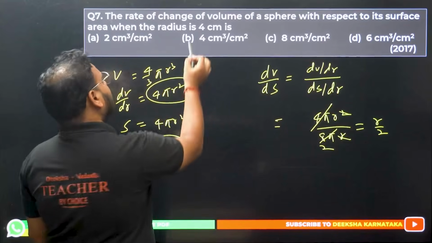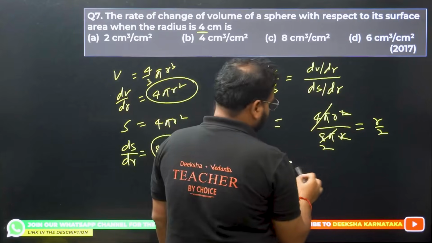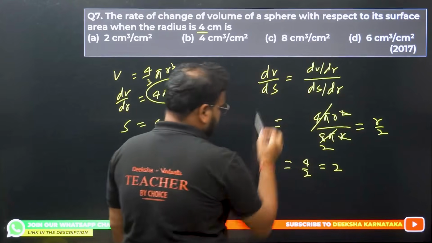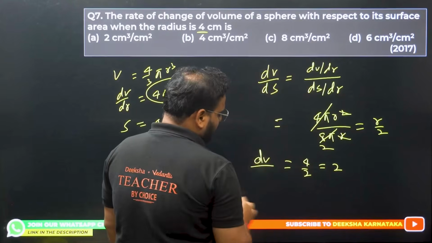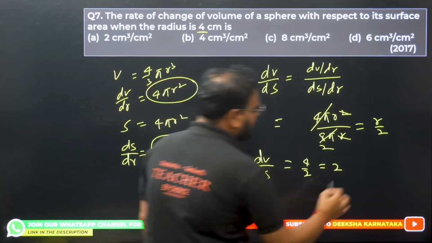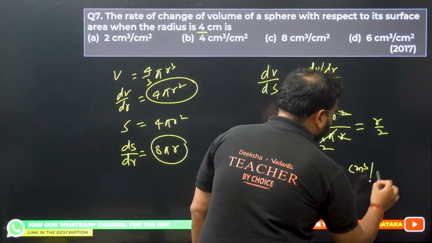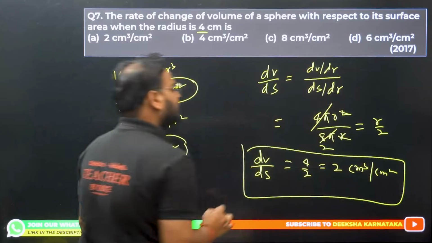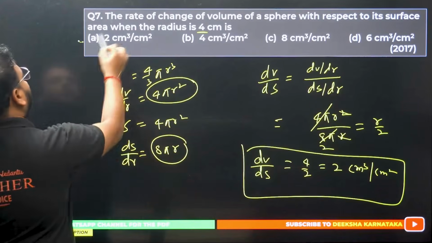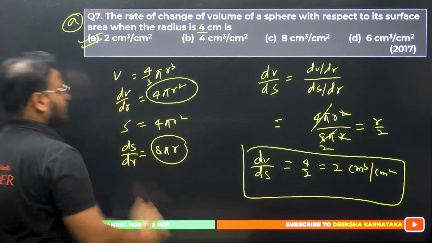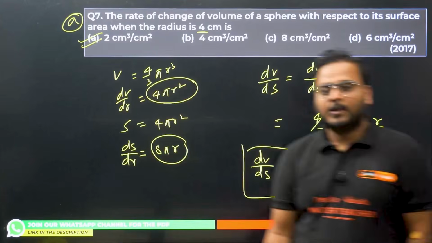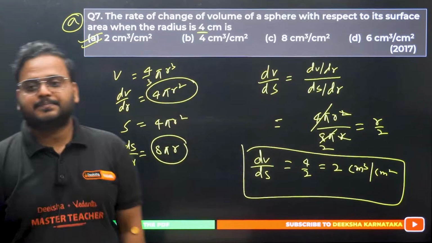What's the value of r? 4. Put here. You get this as 4 by 2, which is nothing but 2. This is going to be the value for rate of change in volume with respect to the surface area. So it will become 2 centimeter cube upon centimeter square. That's your answer. Option A is correct. Please cross check. Clear? 7th is clear.